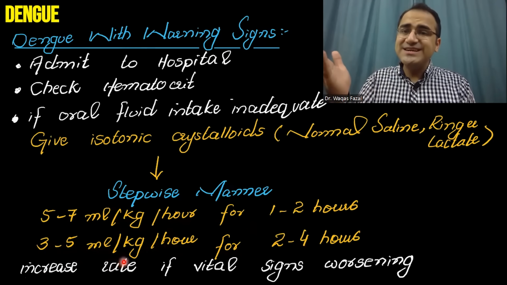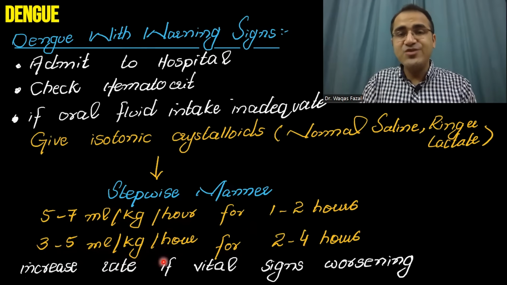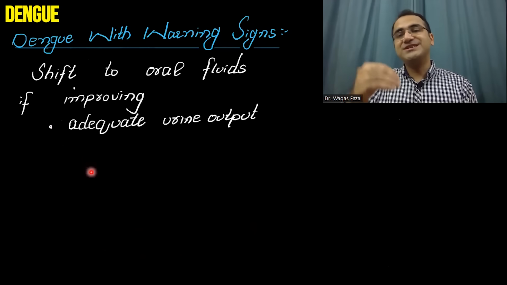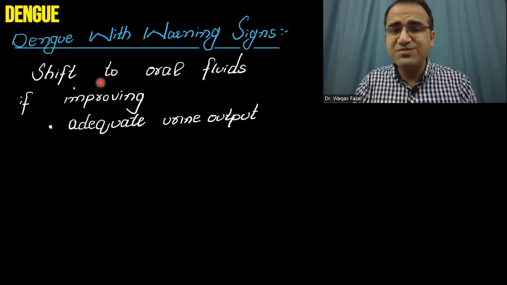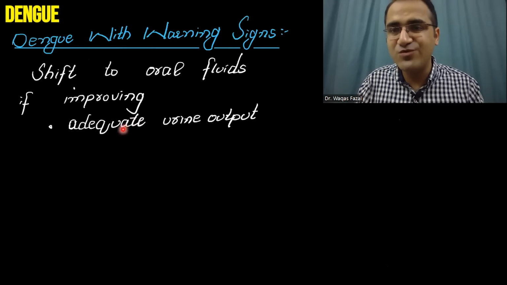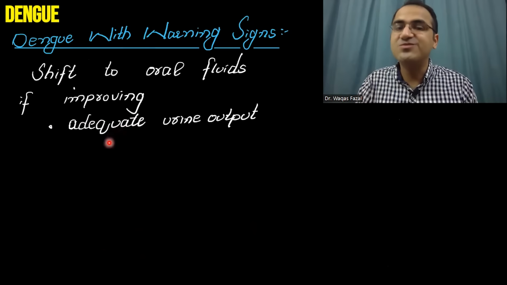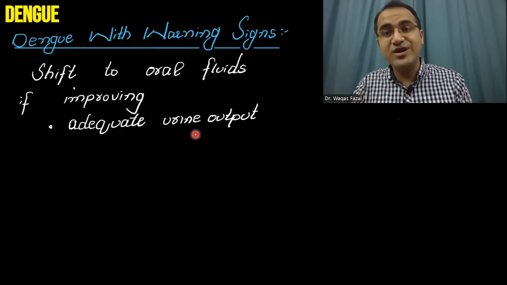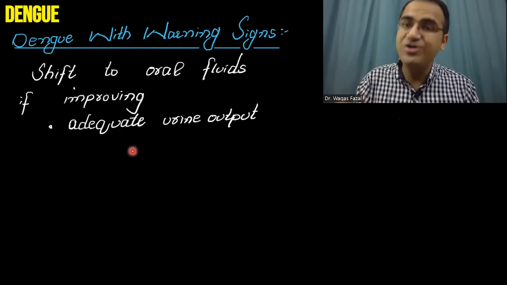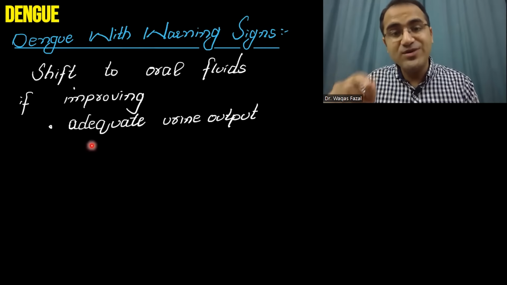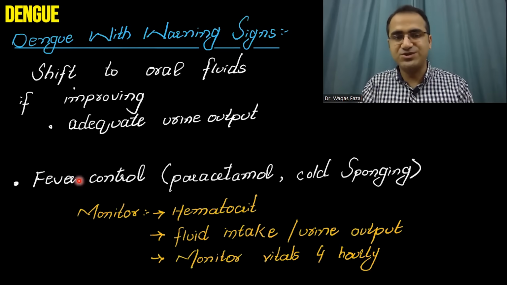You can increase the rate if the vitals are worsening and you can decrease it if the patient is improving. You should shift the patient to oral fluid if the patient is improving, and you can check the fluid intake or the hydration status by checking the urine output. Catheterize the patient and monitor the urine output. In that way, you can know the hydration status of the patient.